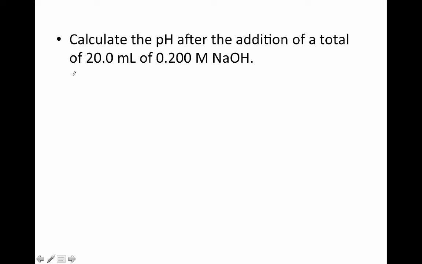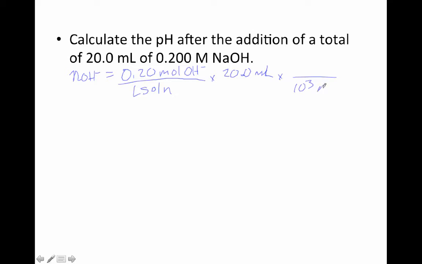When a total of 20 mL of 0.200 molarity sodium hydroxide have been added, we can calculate the moles of hydroxide as 0.200 moles per liter of solution times the 20 mL, where there are 10^3 mL per liter of solution. This means at this point in the titration, a total of 0.00400 moles of hydroxide have been added to the Erlenmeyer flask.